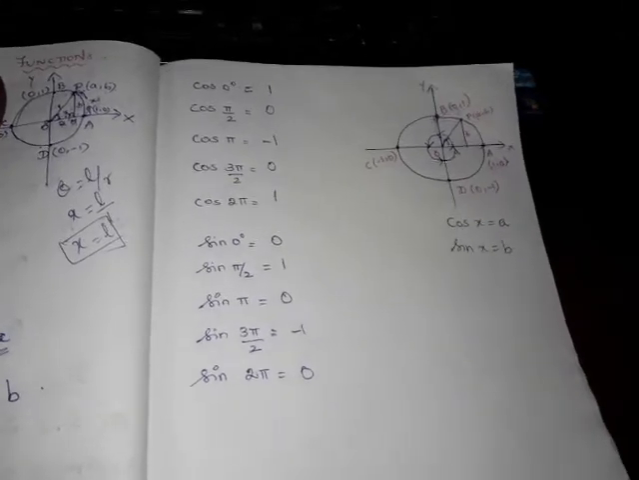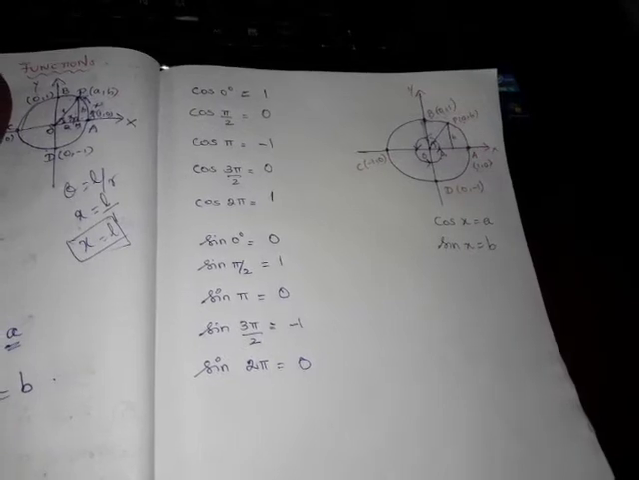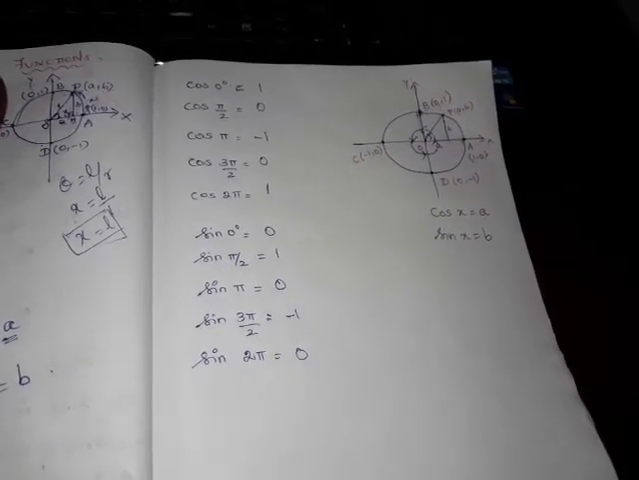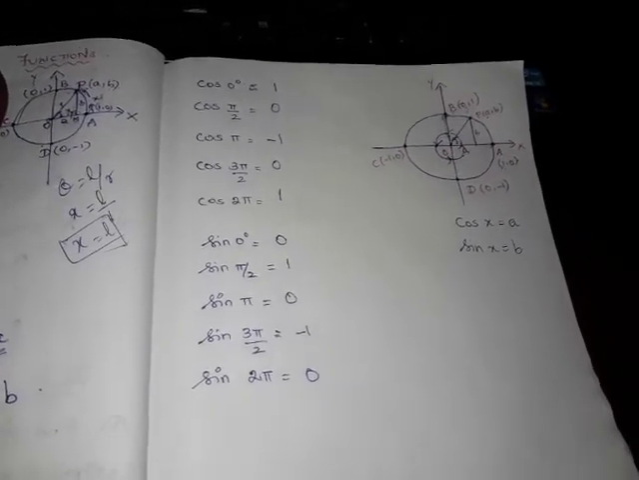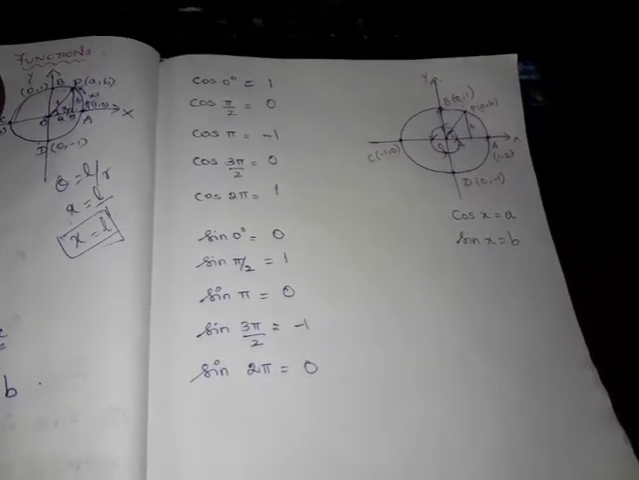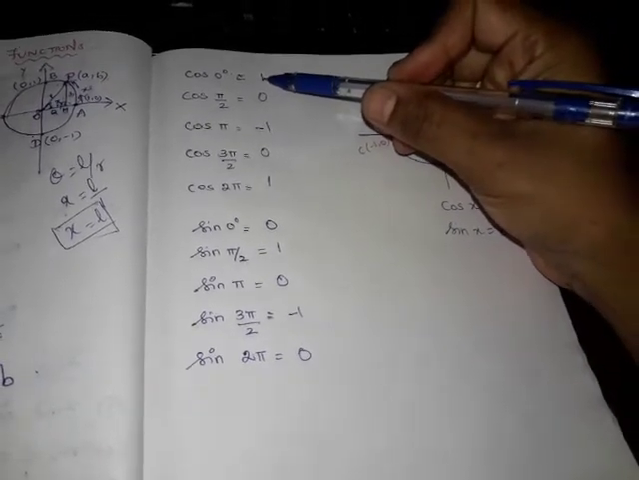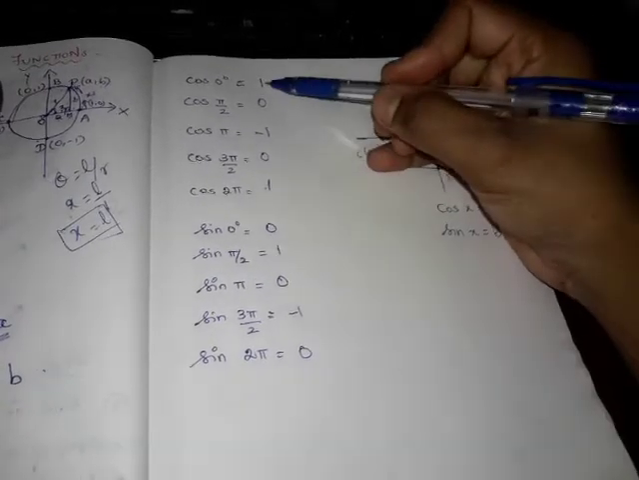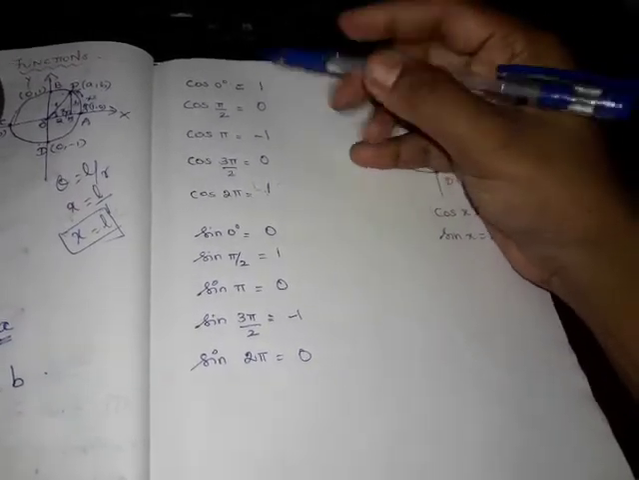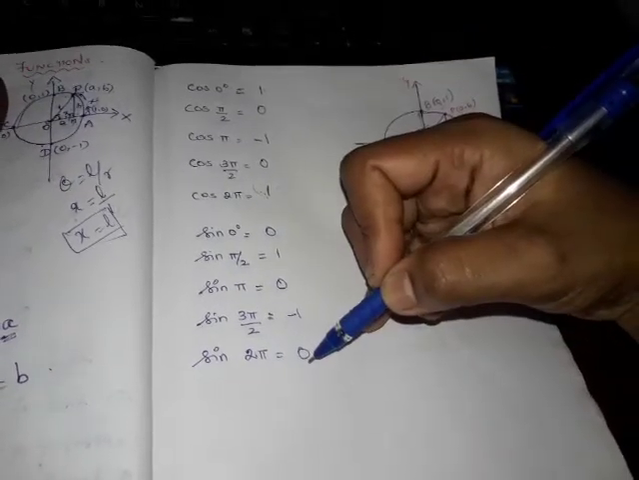Right? So when we analyze these values, what do we infer? We infer that if x increases or decreases by any integral multiple of 2 pi, the values of sine and cosine functions do not change. See, if x keeps on increasing by any integral multiple of 2 pi, the value remains the same. Cos 0 is 1, for 2 pi it again becomes 1. Sin 0 is 0, sin 2 pi is 0.